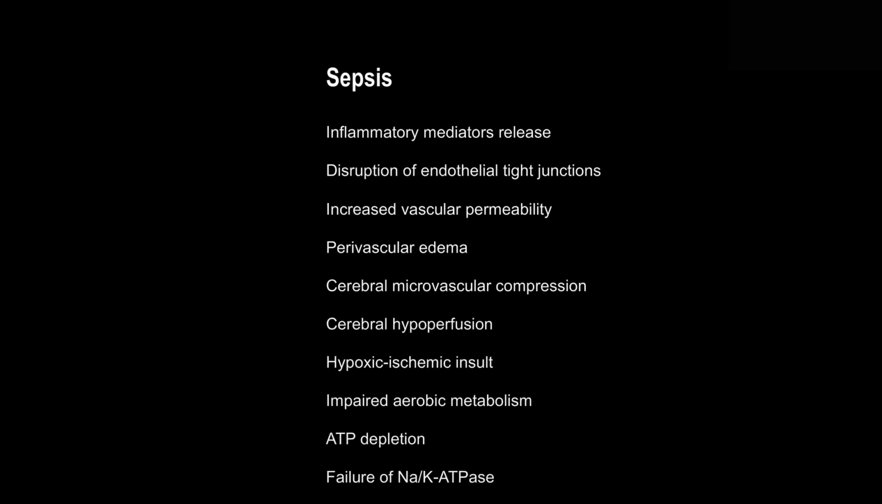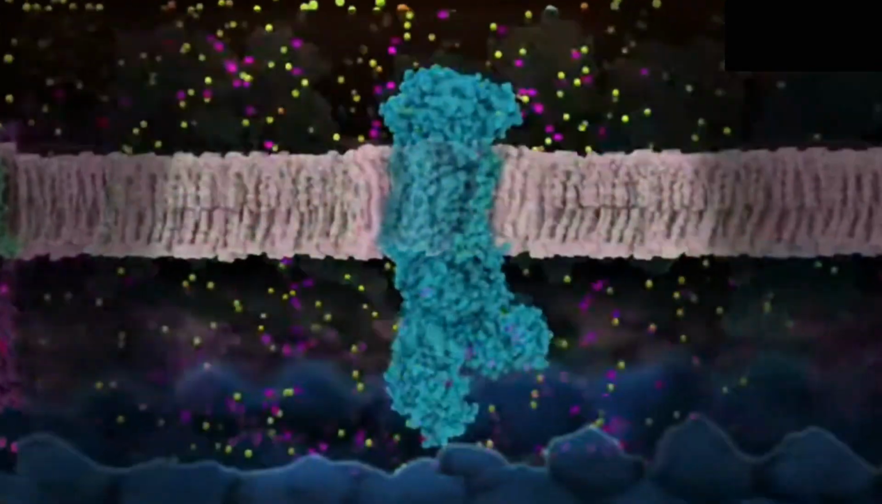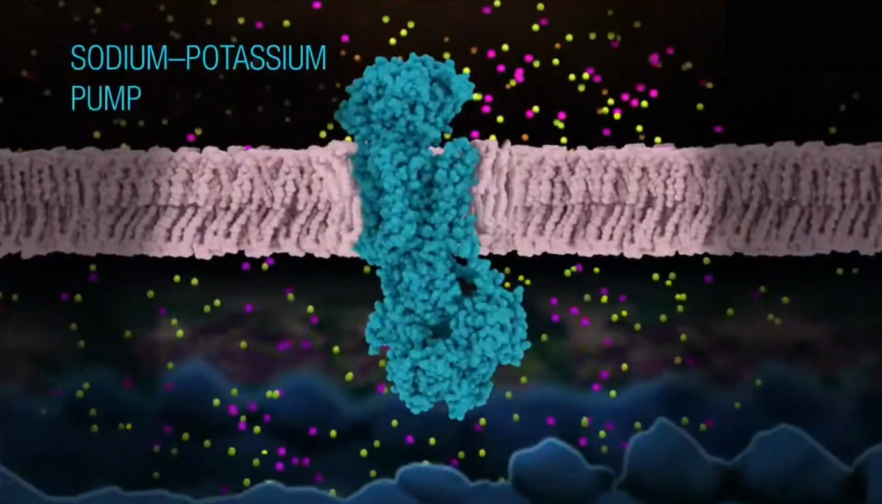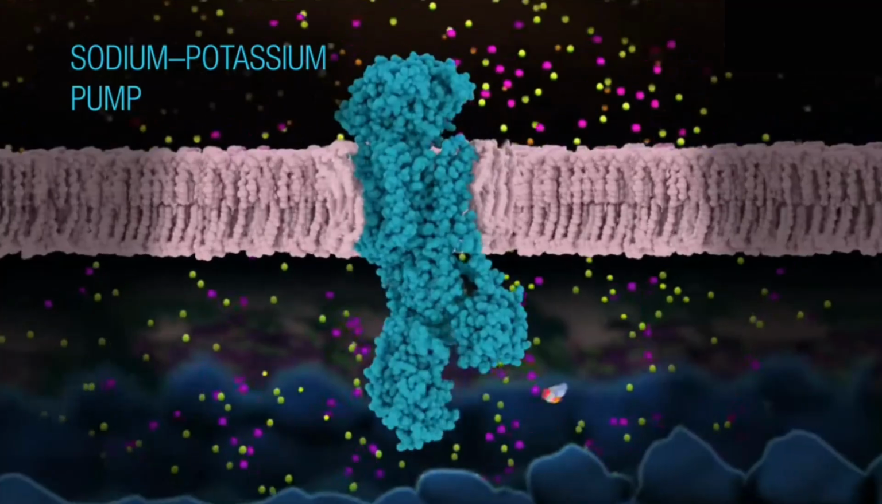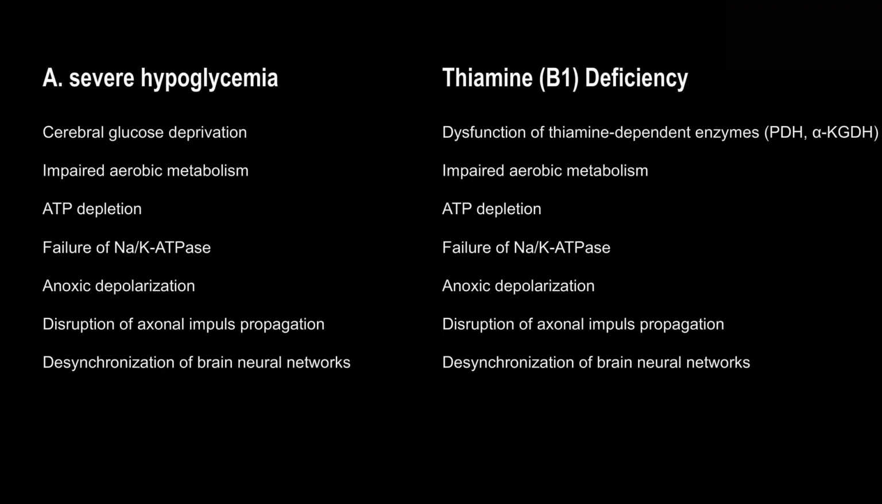neuronal signaling. The function of the sodium-potassium pump depends not only on the presence of oxygen, but also on glucose and essential cofactors such as thiamine. Thus, metabolic insults, whether hypoglycemic or related to cofactor deficiency, can impair neuronal firing.